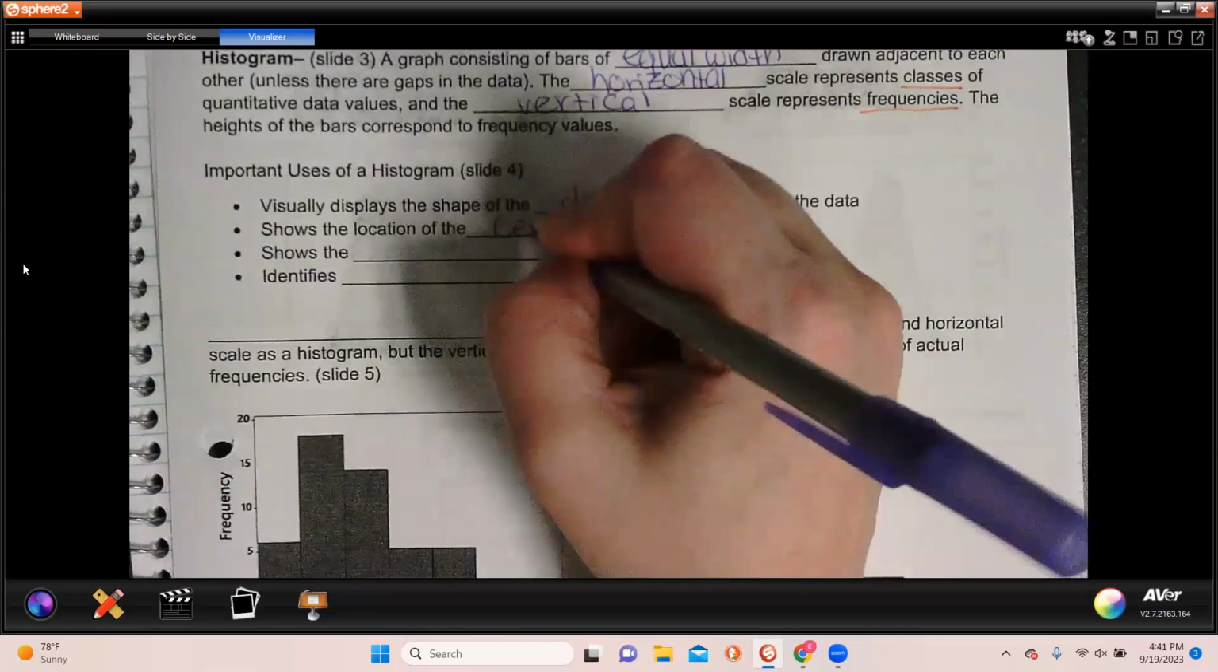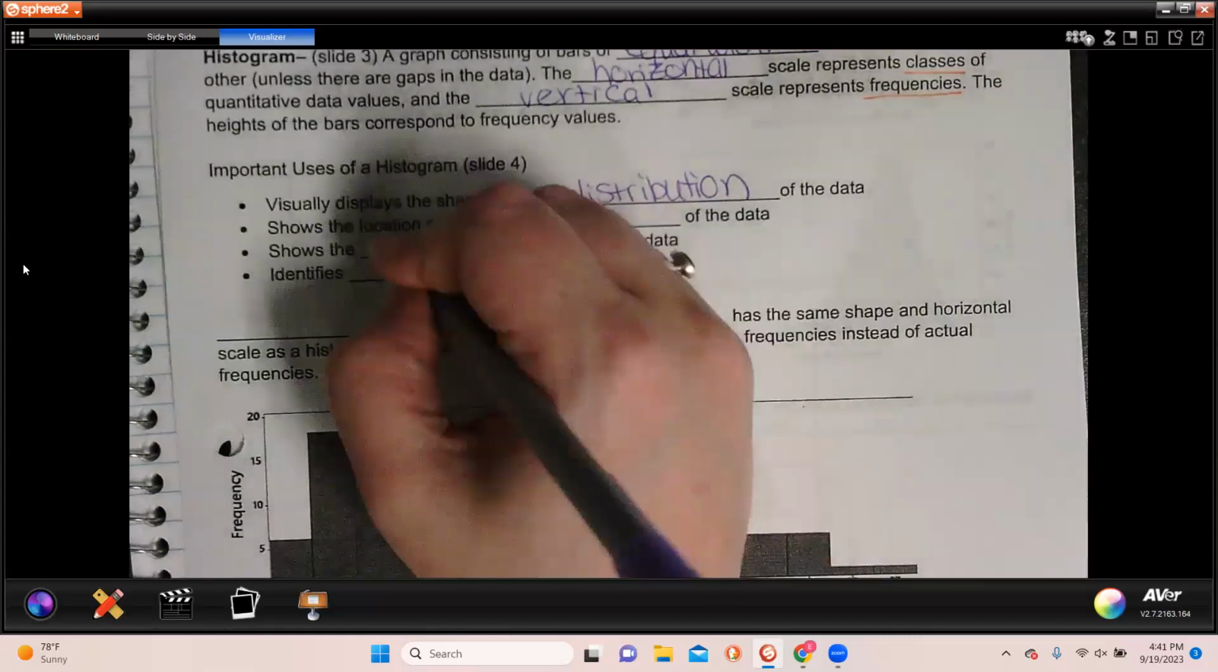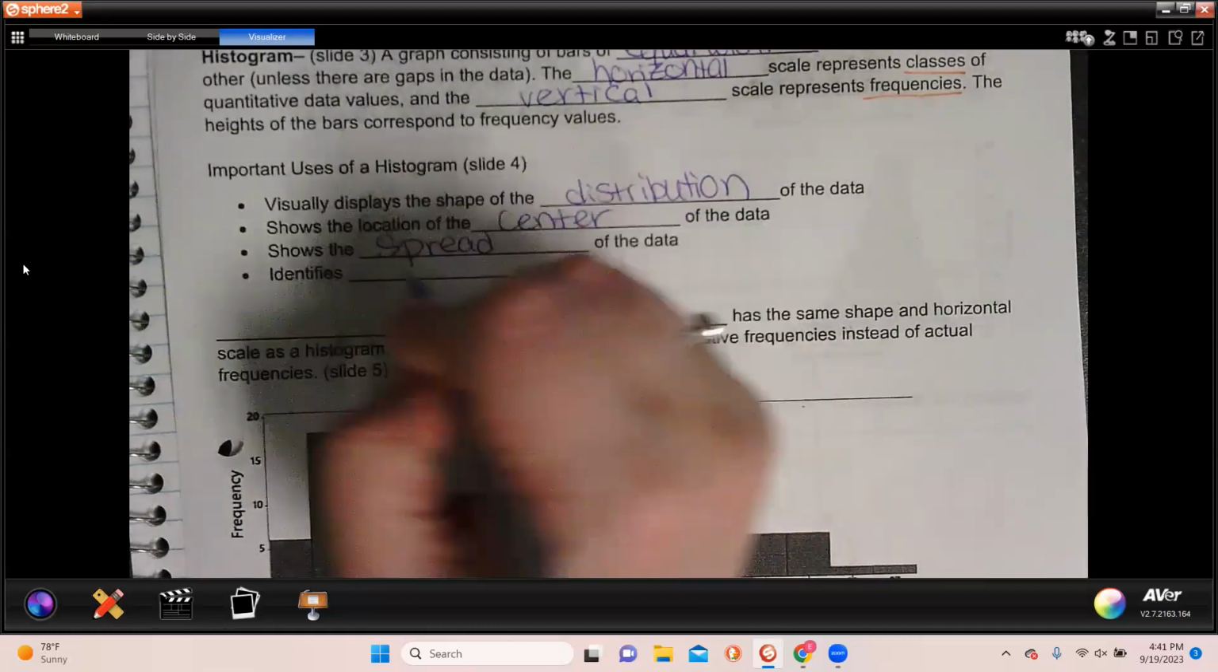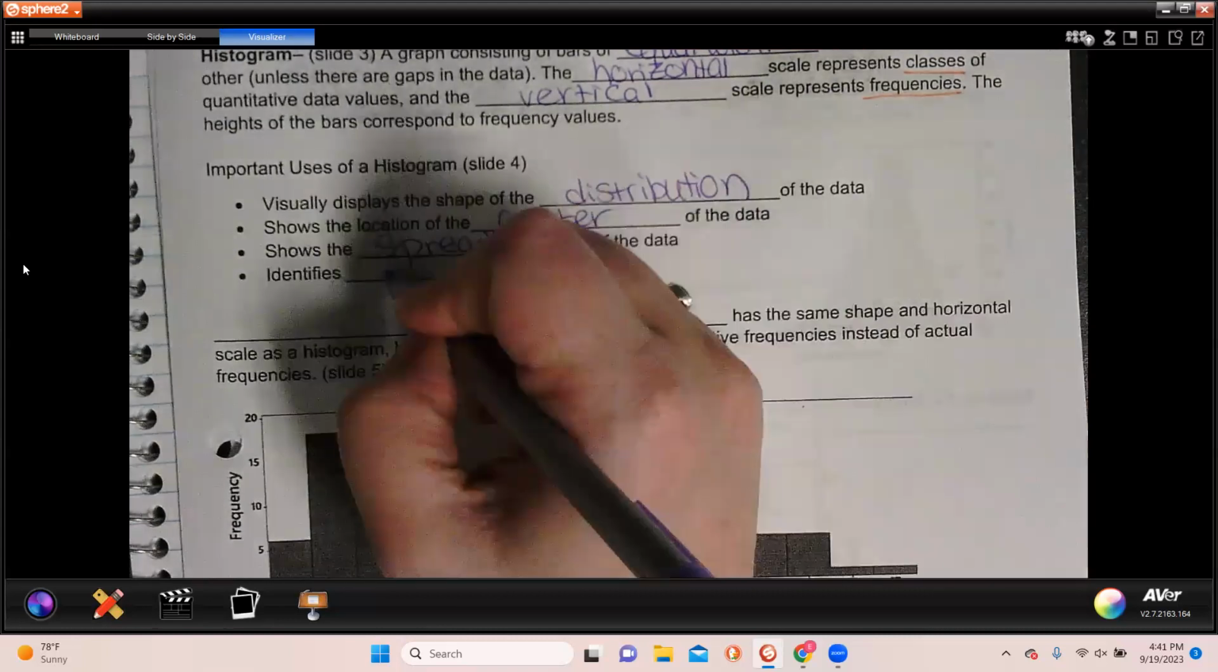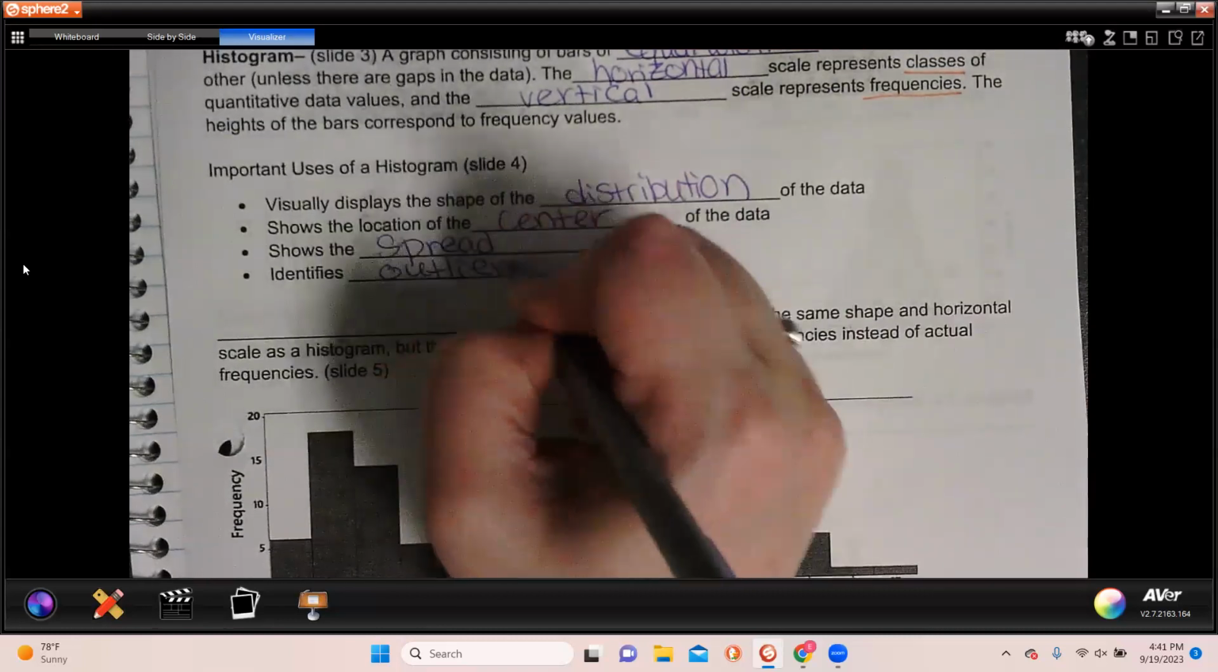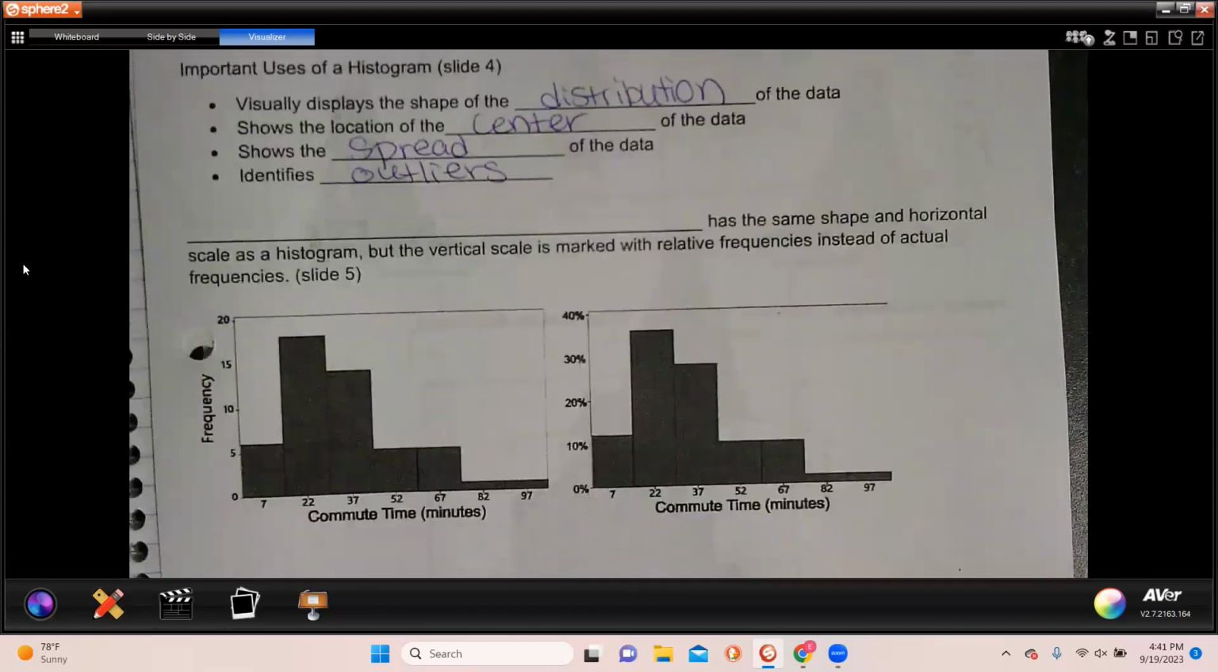It is important to use a histogram for certain things. This visually displays the shape of the distribution of the data, so you should be able to better make conclusions about its shape, its center, its spread. It shows the location of the center of the data. It also shows the spread. And it should identify any outliers. If I have something pretty far away in a gap, then it should be obviously an outlier.